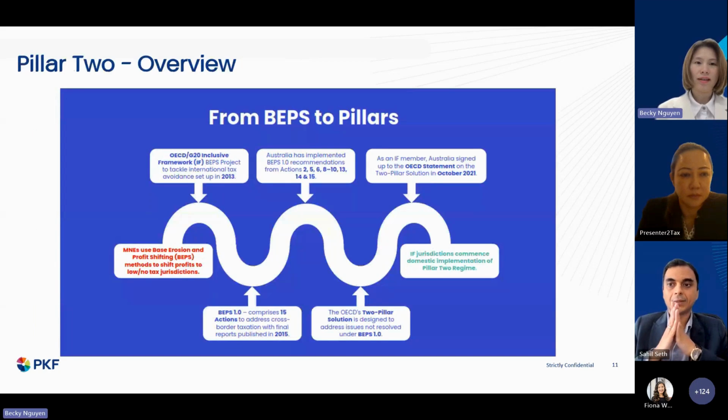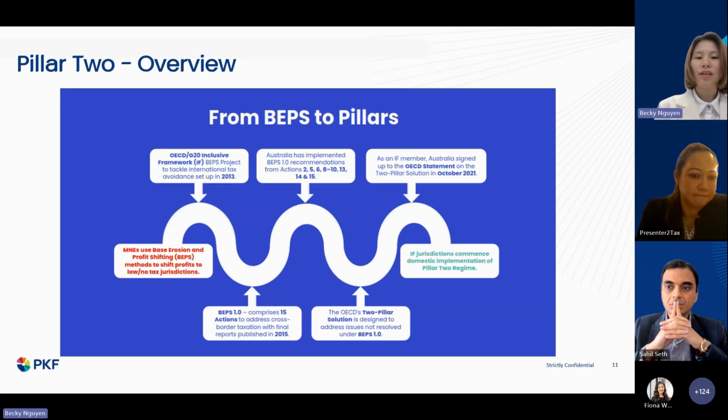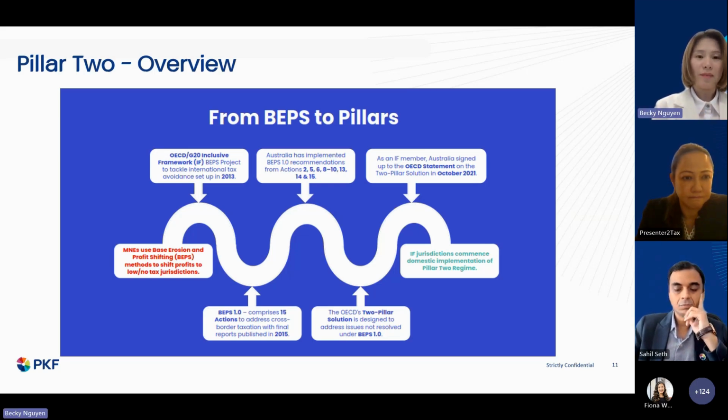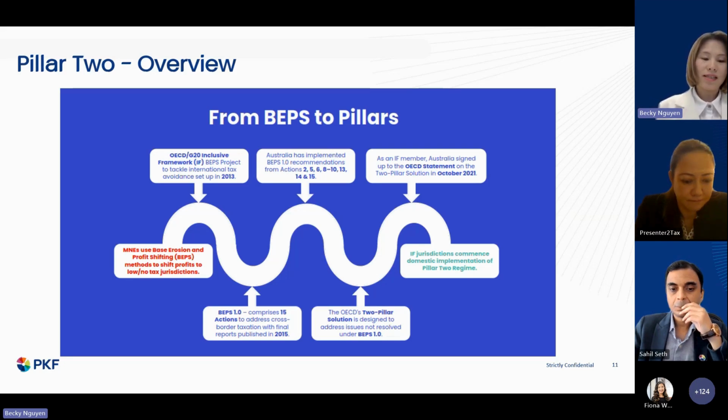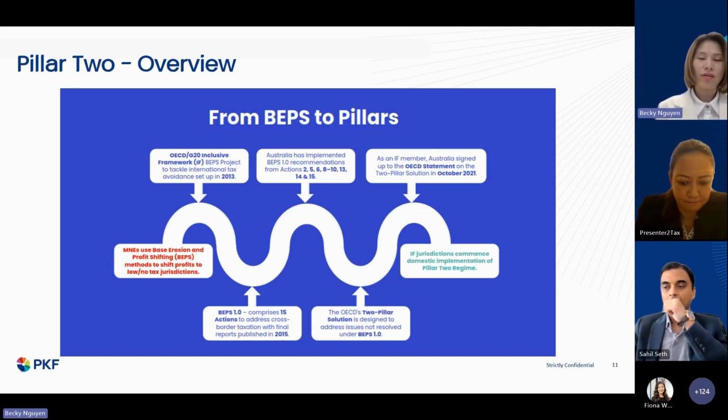Moving on to another topic, Pillar 2. In this slide, we show you the evolution from BEPS 1.0 to BEPS 2.0. BEPS 1.0 refers to the 15 actions released by the OECD in 2015. And in 2021, there were 2 solutions introduced by the OECD, which are Pillar 1 and Pillar 2, to address the tax challenges posed by the digitalization of the global economy.